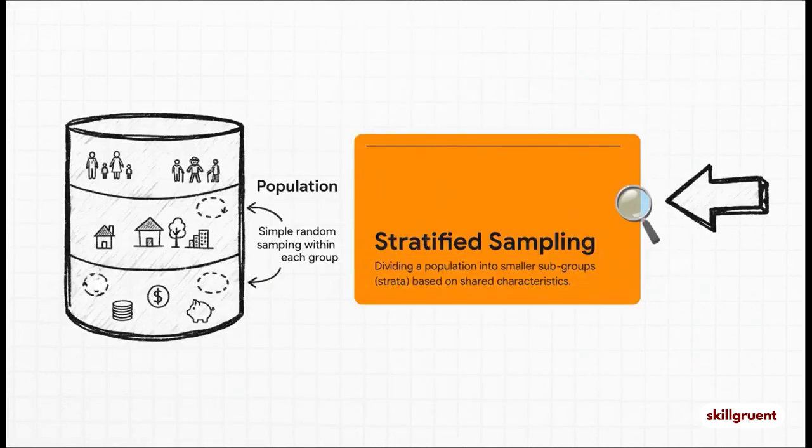But what if you need to be sure that certain groups are properly represented in your sample? That's where stratified sampling comes into play. With this method, you first slice your population into important subgroups. We call them strata. So you might divide everyone up by age group, or by gender, or by location. Then you do a simple random sample inside each of those little groups.